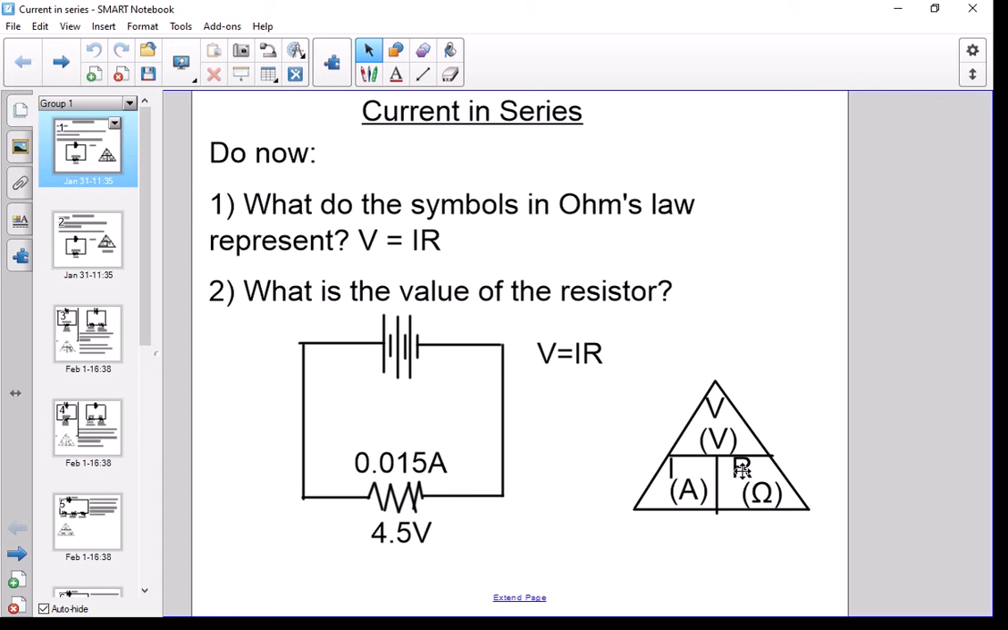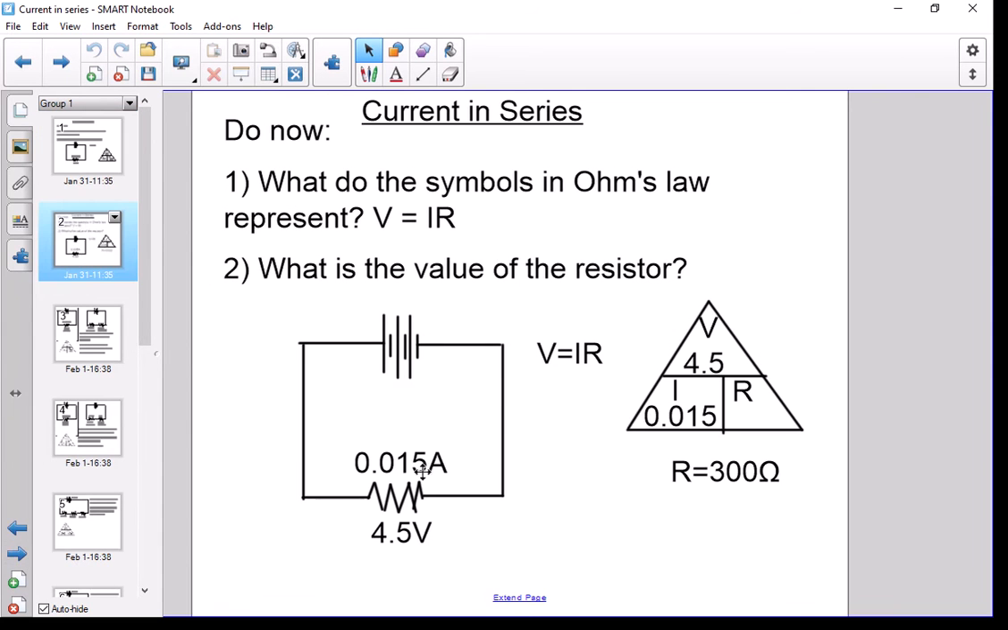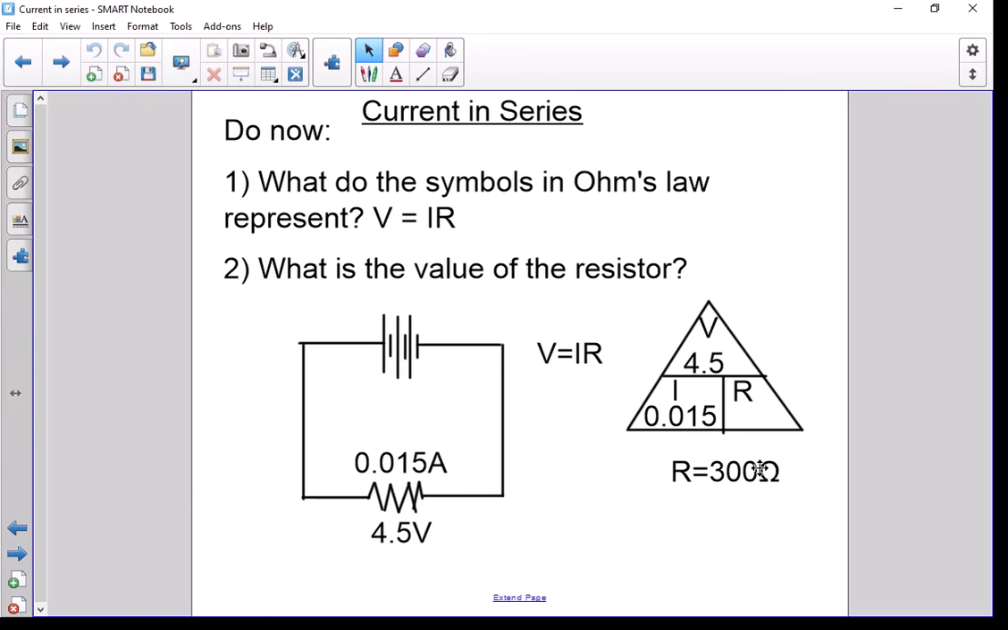So we're going to divide the voltage by the current, and that gives us 300 ohms. There's the value of our resistor.